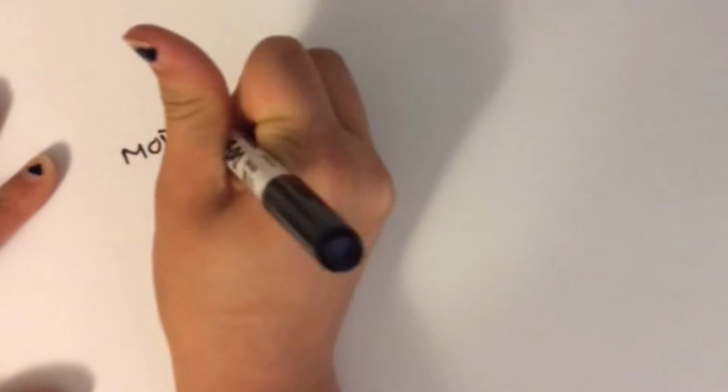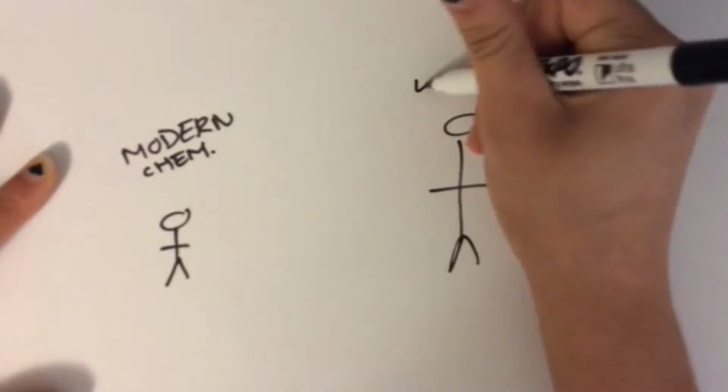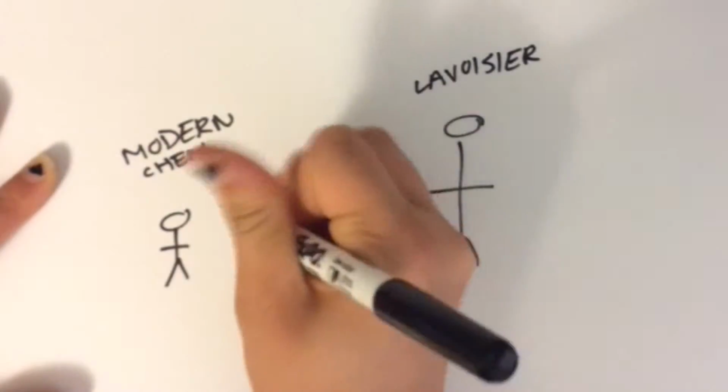Lavoisier brought back the conversation of what an atom was after a 2,000-year null. He is known as the father of modern chemistry.